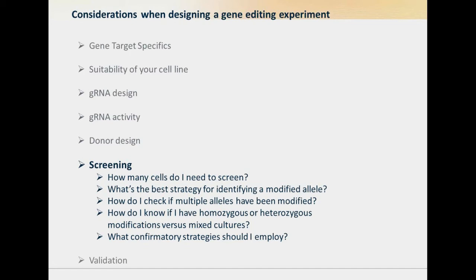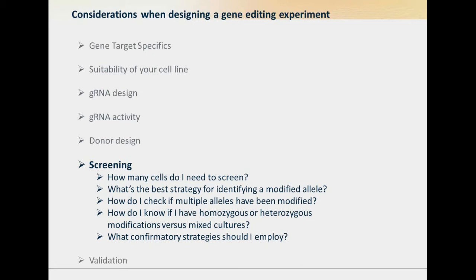Now, back to our considerations. Screening. Okay, you've gotten this far, congratulations, but really this is where the hard part starts. How many cells should I plate? How many do I need to screen? Well, really the combination of transfection efficiency, guide cutting efficiency, the donor design, how well your single cells dilute, whether you've got a modified donor, all of these factors play into what sort of frequency you think you can expect to see coming out the other end of your experiments.